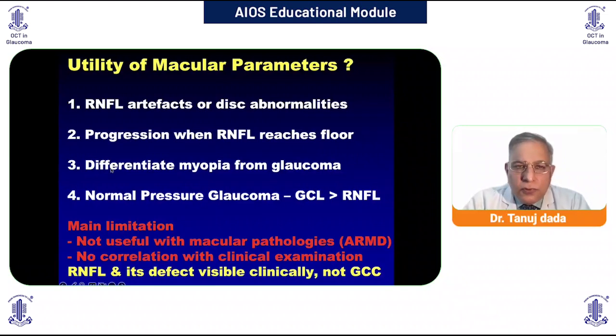The macula is very useful to differentiate myopia from glaucoma because there is an artifactual thinning of the retinal nerve fiber layer. And especially in eyes with normal pressure glaucoma, it has been found that the changes in the ganglion cell layer precede the changes in the retinal nerve fiber layer. A word of caution: you must first clinically evaluate that there are no macular pathologies like diabetic macular edema, age-related macular degeneration, or central serous chorioretinopathy, because then this evaluation of the macula is no longer useful.